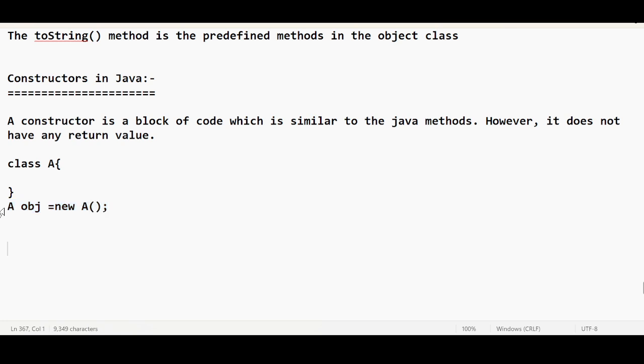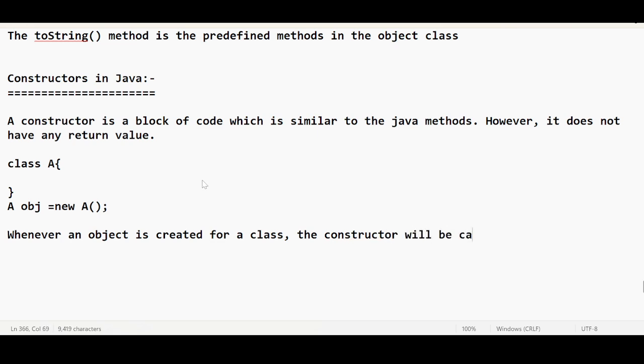The moment you start creating an object, whenever the main thread encounters this object creation instruction, so many things will happen behind the scenes. I can also say that whenever an object is created for a particular class, the constructor will be called automatically. First point, the constructor will be called automatically. Very important point: whenever you create an object with the new keyword, the constructor will be called automatically.